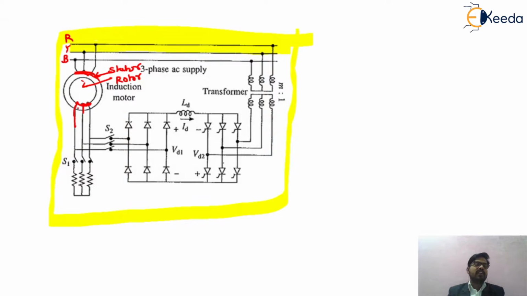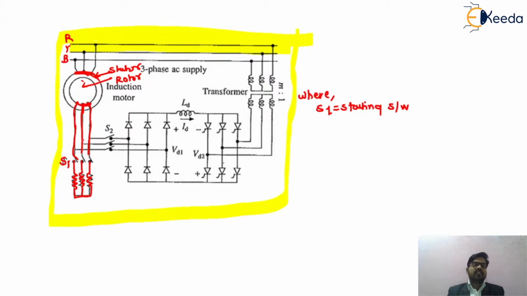So in the rotor circuit, we are connecting the resistance through a switch, where S1 is called the switch. We are connecting three resistances in the three phases, that is RYB, where S1 is called the starting switch of your induction motor.